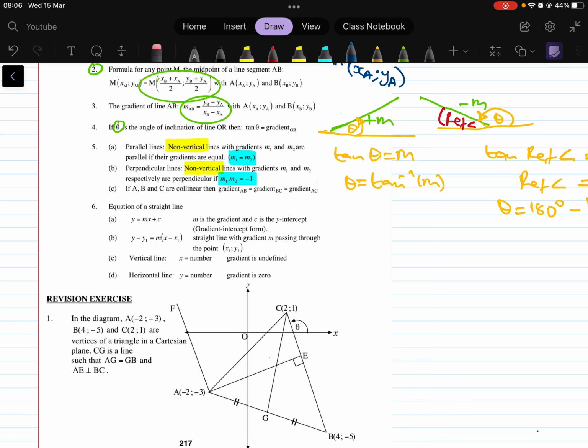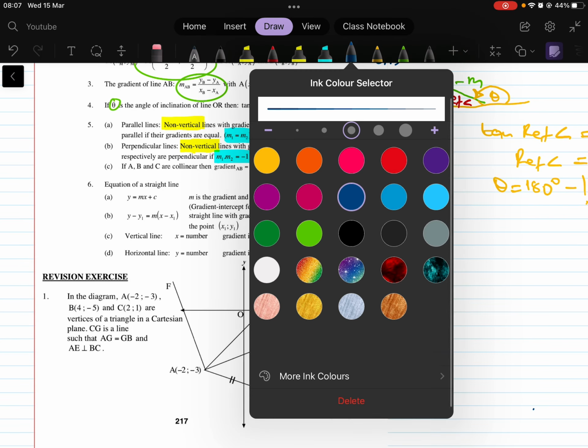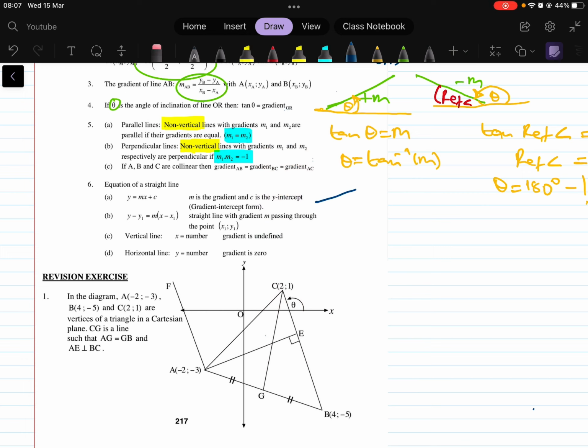Okay, and for C, we could have points A, B, and C which are said to be collinear. There's nothing fancy about that term. It just means that points A, B, and C, in that order, happen to be on the same straight line. As a result, the gradient of AB is equal to the gradient of BC, and that is also equal to the gradient of AC. That's basically it. So that can help you solve some of the questions if they say something about collinear.